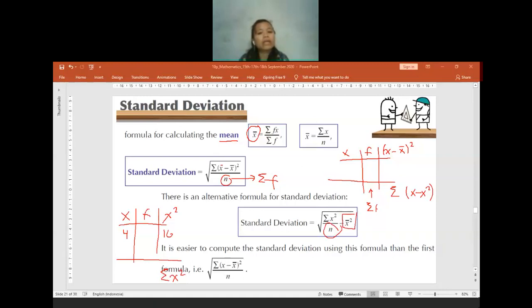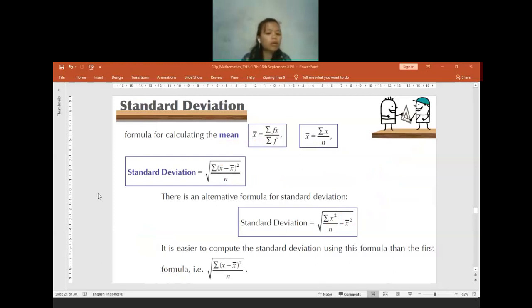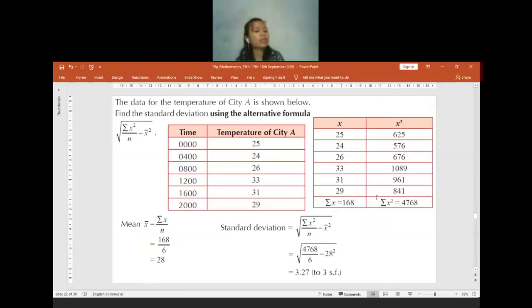Later, to make it easier, I will just show you with an example question, so it will not be really confusing. This is the example question. We already have the time record with the temperature. For example, in city A, at 00 it will be 25 degrees. At 4 a.m., it will be 24 degrees, and so on, as you can read by yourself. Now I'm going to use the second formula, because it is easier and has less chance of silly mistakes.